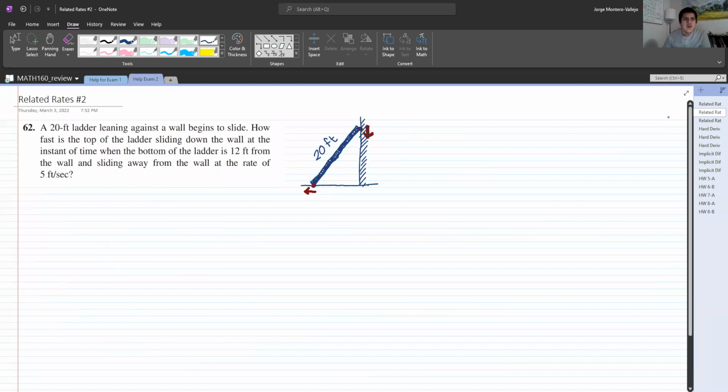All right, so this is problem 62. And this time we have a 20 feet ladder leaning against a wall beginning and it's like sliding down, right? Okay, so I drew this ladder over here and I pointed out that it's sliding down. So the top of the ladder is going down, but it's staying on the wall. And then the bottom of the ladder is doing the same, but on the ground or on the floor, right? And it's moving that way.